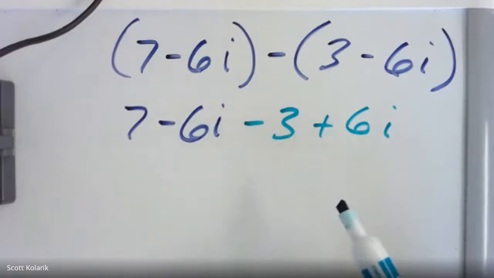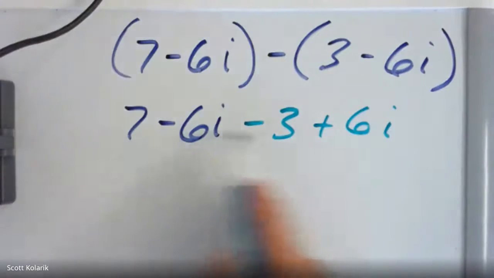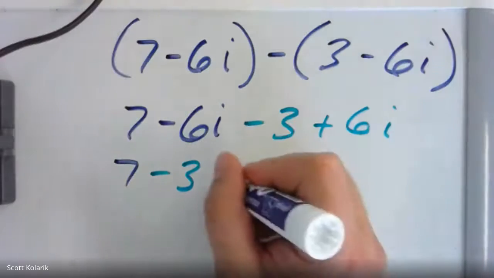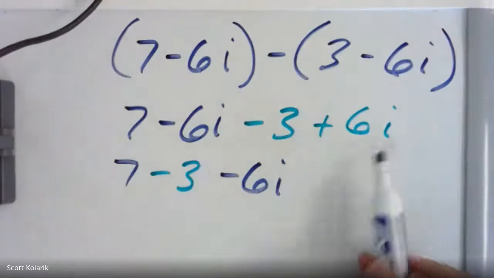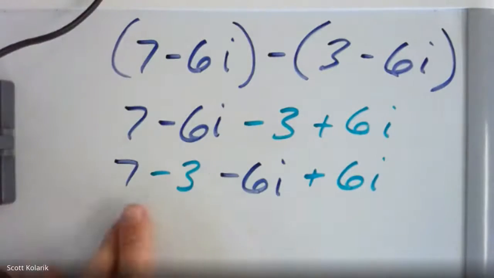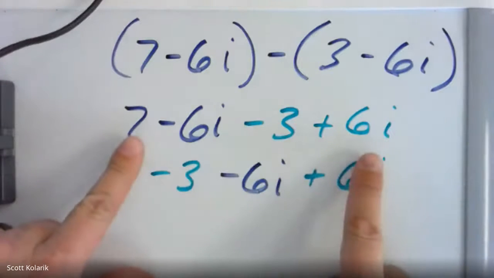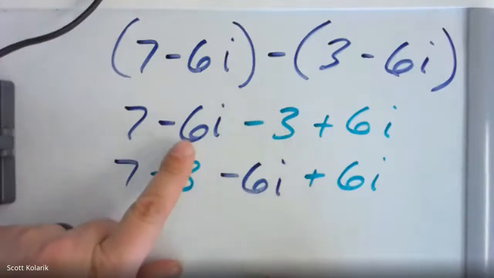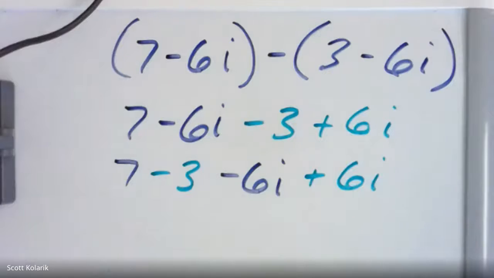At this point now, it's just combine like terms. 7 and a negative 3. In the solutions, I actually go through the trouble of rearranging this. So I would have, I'll go ahead and write it, 7 minus 3, and then this negative 6i, and then plus 6i. All this is a rearrangement of that same result. You don't have to do that. Many of you would just be like, all right, 7 minus 3, that's 4, negative 6i plus 6i, that cancels. I don't know if it was 0i or 0.